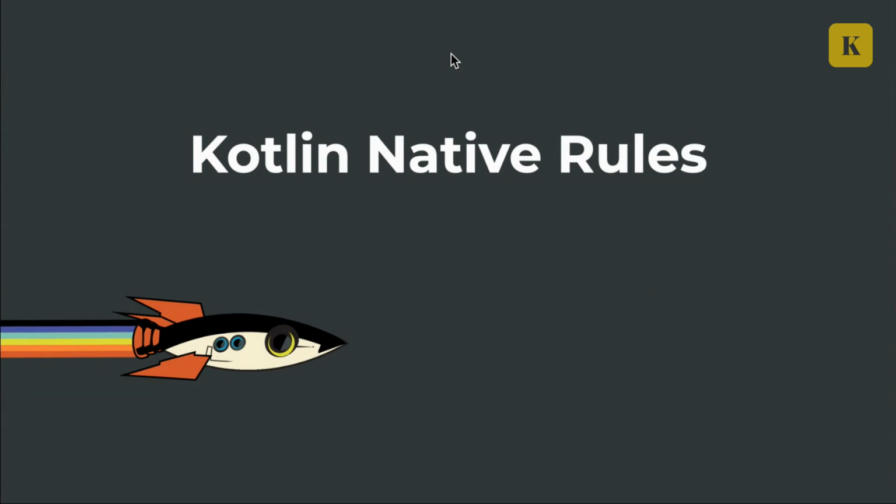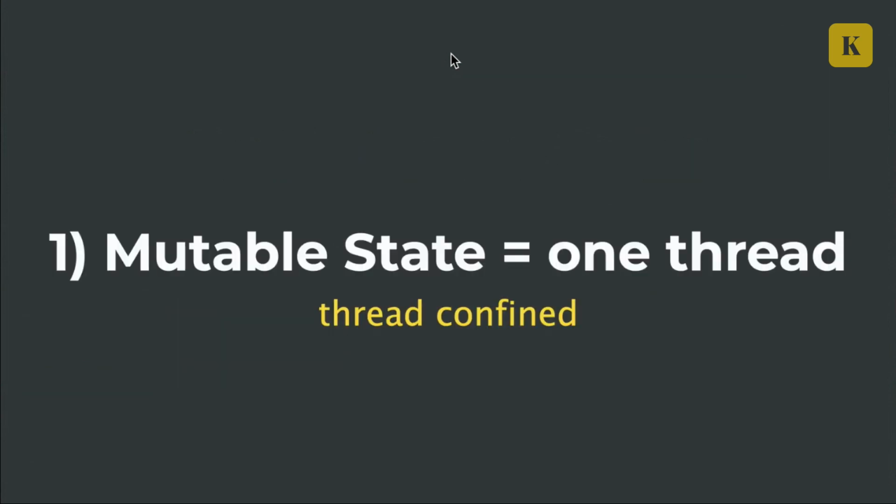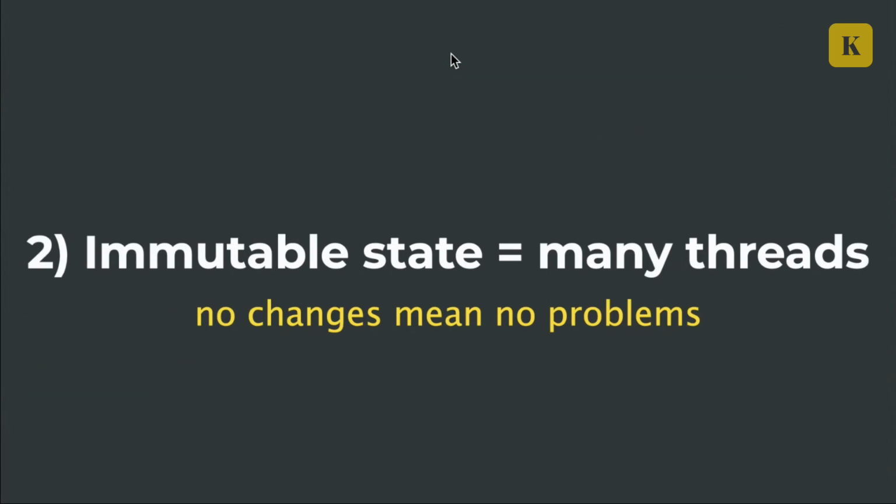So, Kotlin Native rules. There are a couple of new rules. The first rule is that mutable state can only be touched by one thread at a time. That is called thread confinement. If you're an Android developer, that is why you're not allowed to change the UI from a background thread. They're trying to protect against concurrency issues, and that is enforced by the runtime. And two, immutable state can be touched by many threads. If you can't change the memory, then having a lot of things touch it at the same time isn't an issue.